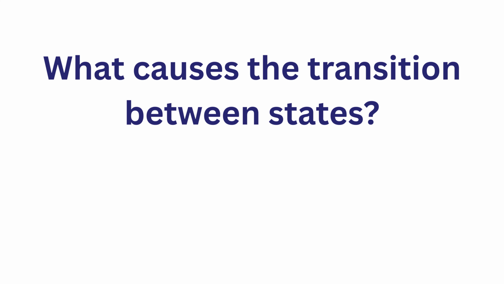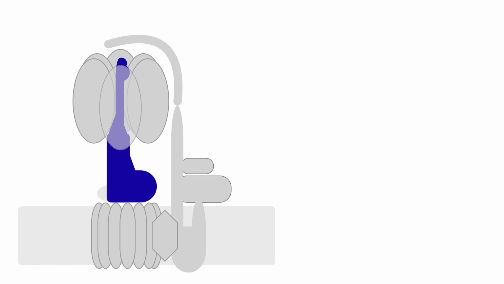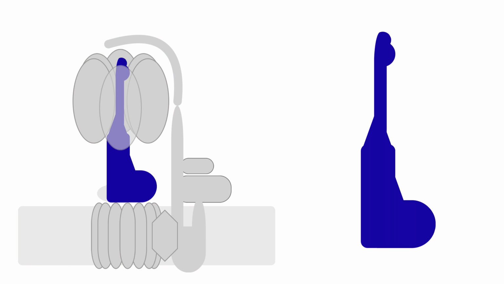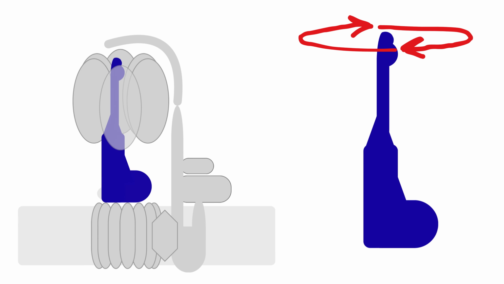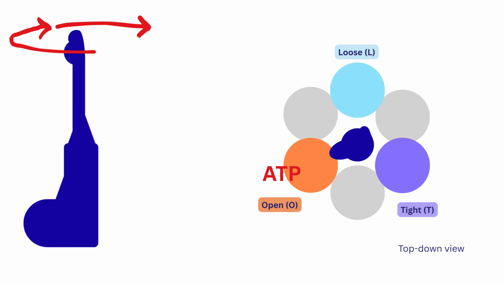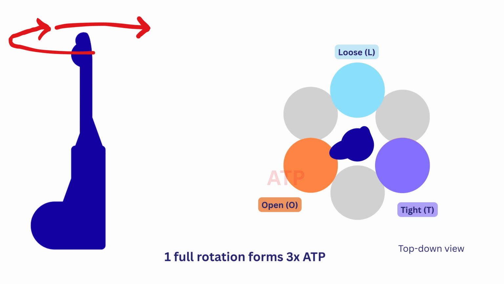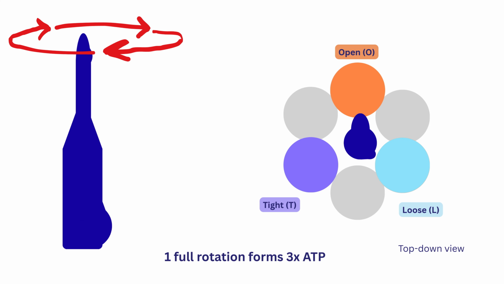What causes the transition between the states of the beta subunits, allowing ATP to be synthesized from ADP and inorganic phosphate? The alpha and beta subunits surround a protein shaft called the gamma subunit, which rotates and causes the beta subunits to change states. More specifically, its asymmetry means that it interacts with each beta subunit differently depending on its orientation, which changes the state. One full rotation of the gamma subunit forms 3 ATP molecules.